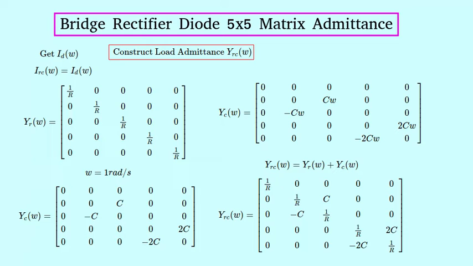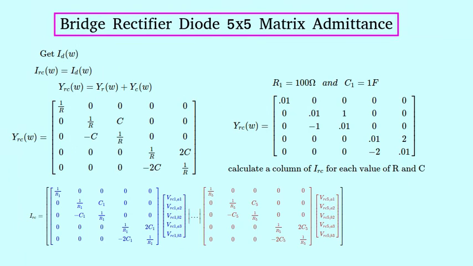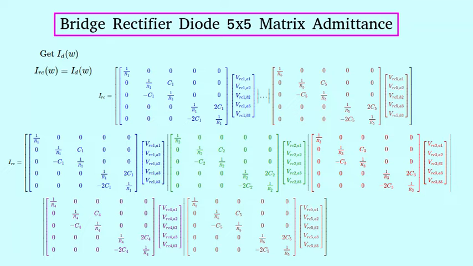Then finally we'll add them together to get this final load admittance. Now to get the current matrix, we'll multiply each load admittance matrix by each load voltage vector to get each load current vector that we'll insert into the matrix. Each column vector will correspond to a particular value of R and C. This is what the entire matrix looks like.